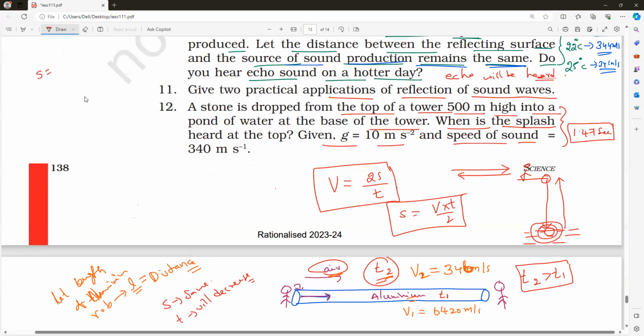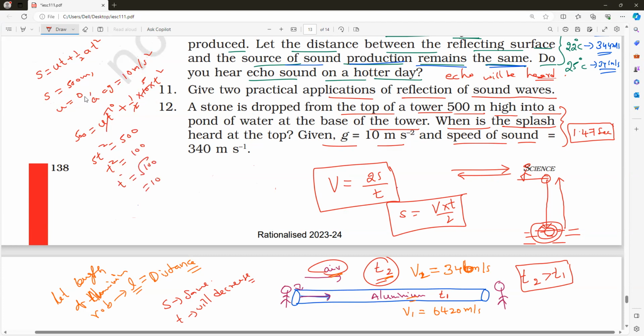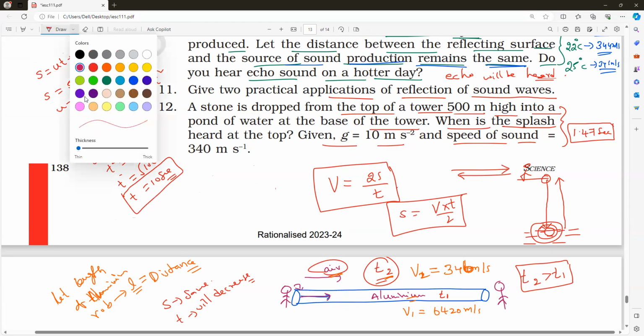So which equation do we have to use? S equals ut plus half at square. We know S is 500 meters. Initial velocity is zero. Acceleration g is 10 meters per second square. So we get 500 equals u t, with initial velocity zero, plus half into 10 into t square. So 2 fives are 10, so 5t square equals 500. T square equals 100. T equals root 100, which equals how many seconds? 10 seconds. That is only the reaching time.